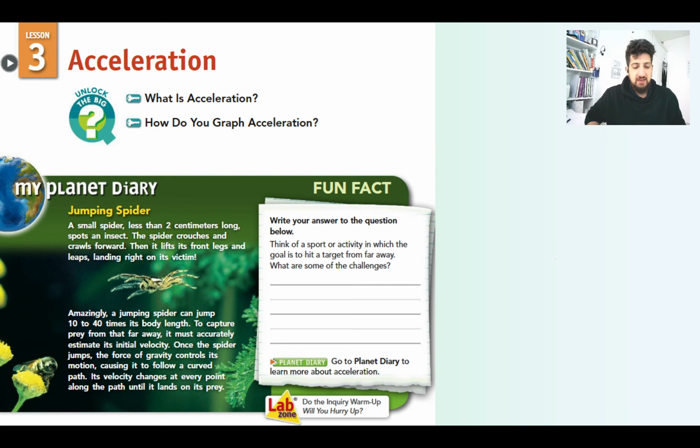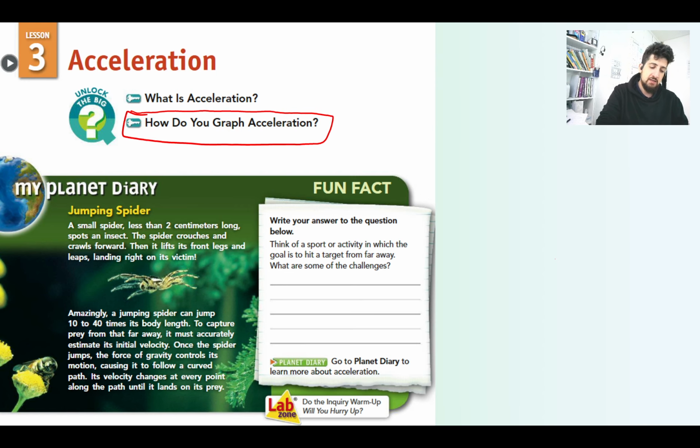Today we are talking about lesson 3, 1.3, which talks about acceleration. So what is acceleration? That is what we're going to find out today. That's one of the learning objectives we're going to learn about. We're also going to learn how to graph acceleration, what that looks like on a graph, and how to analyze those graphs. I'm going to start by reading this and then we're going to solve some problems.